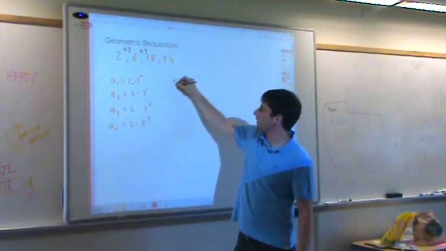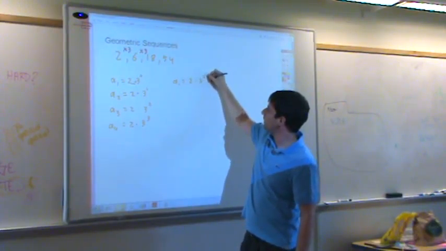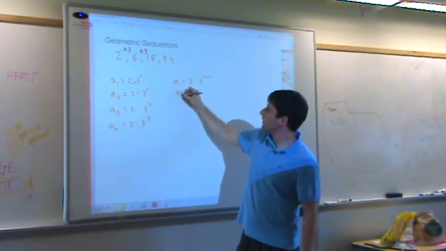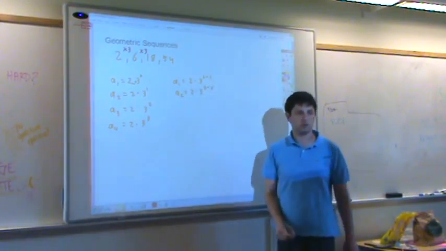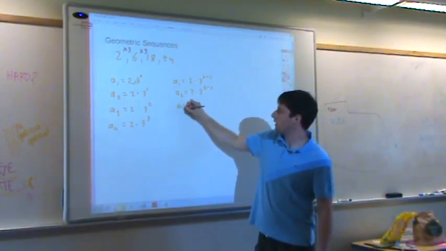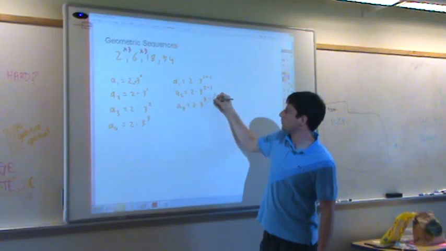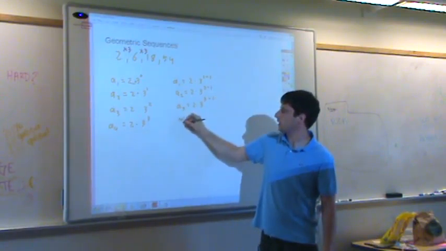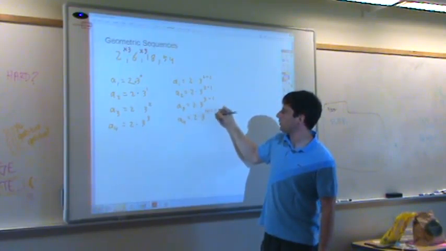So what are we really saying here? A1 equals 2 times 3 to the 1 minus 1. A2 equals 2 times 3 to the 2 minus 1. A3 equals 2 times 3 to the 3 minus 1. A4 equals 2 times 3 to the 4 minus 1.